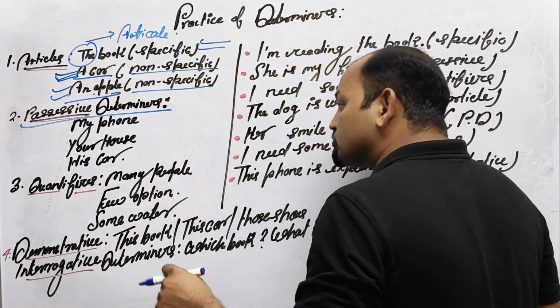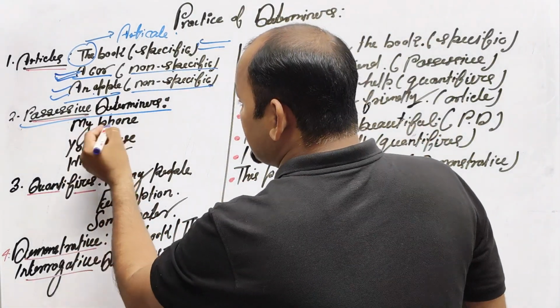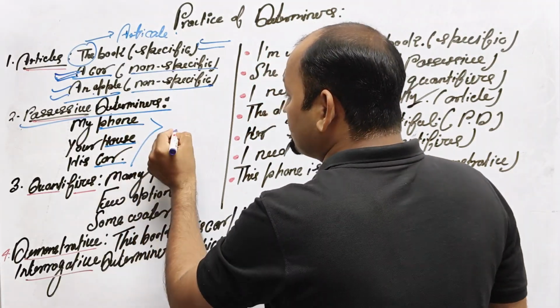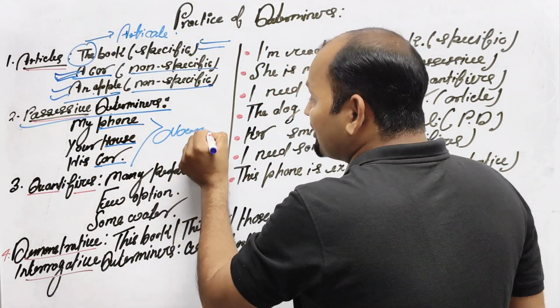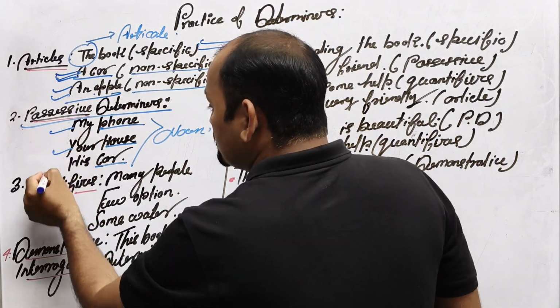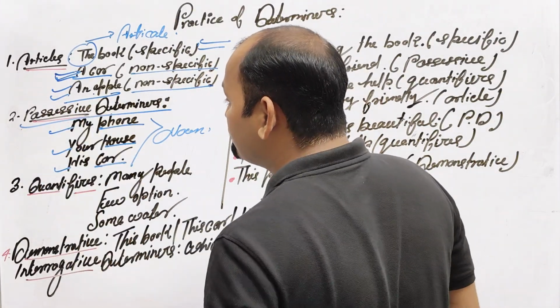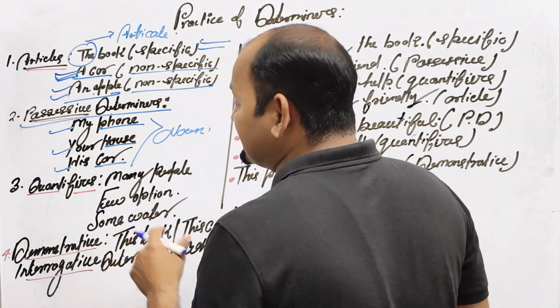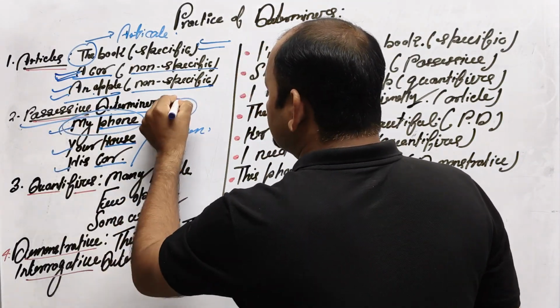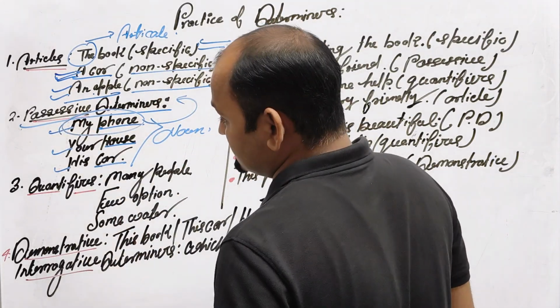Next one you are looking at here: possessive determiners are also relevant. Just like phone, house, car, these are all called nouns. Along with them, I have written here my, your, his: my phone, your house, his car. What are these? Along with the nouns, we can call these determiners.